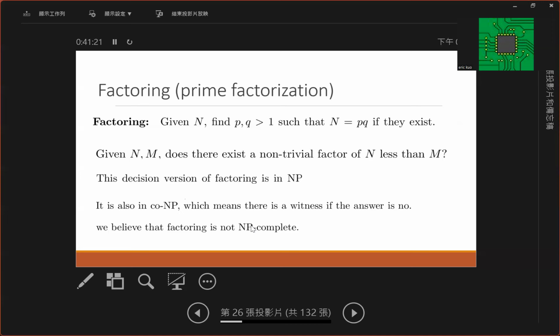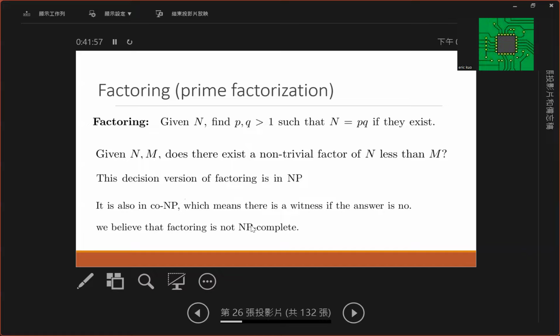And one trivial thing is that it's also in co-NP, meaning that there's a witness if the answer is no. What's a witness? So do we know what I'm saying? This is the definition: I give you two numbers, and I'm asking whether there's a non-trivial factor of n less than n. One trivial result is that this is in NP, because if the answer is yes, then I just give you the prime factor to do the division.